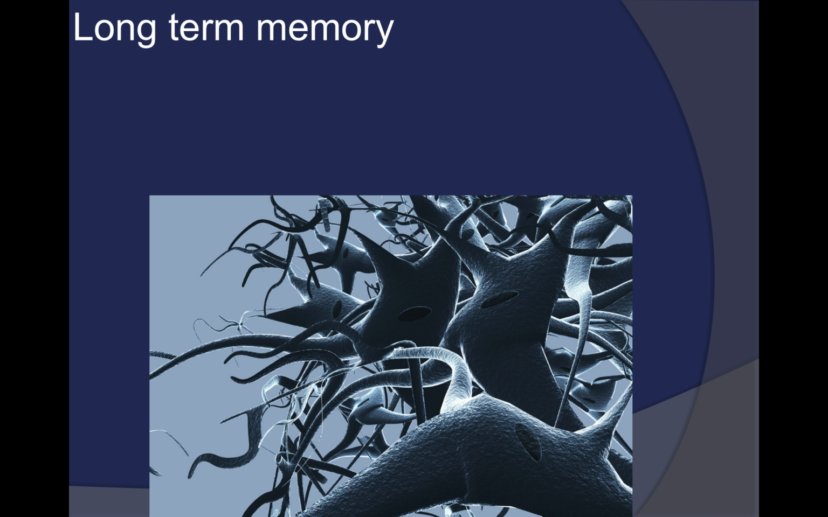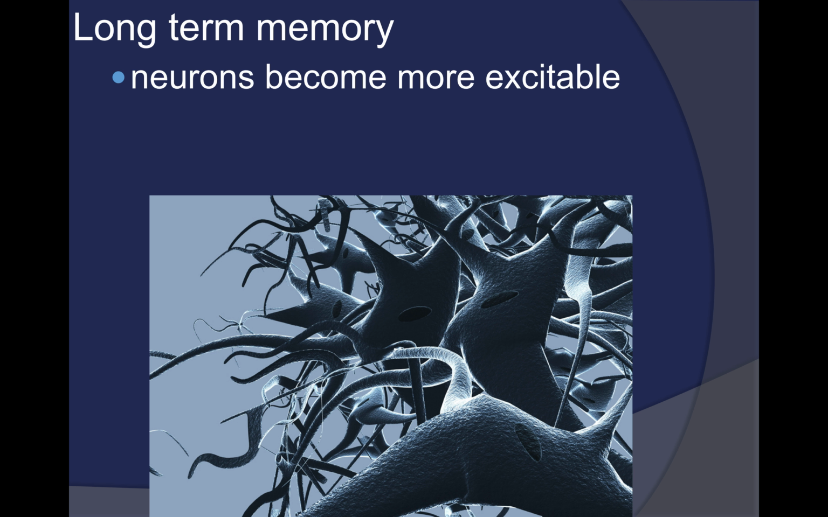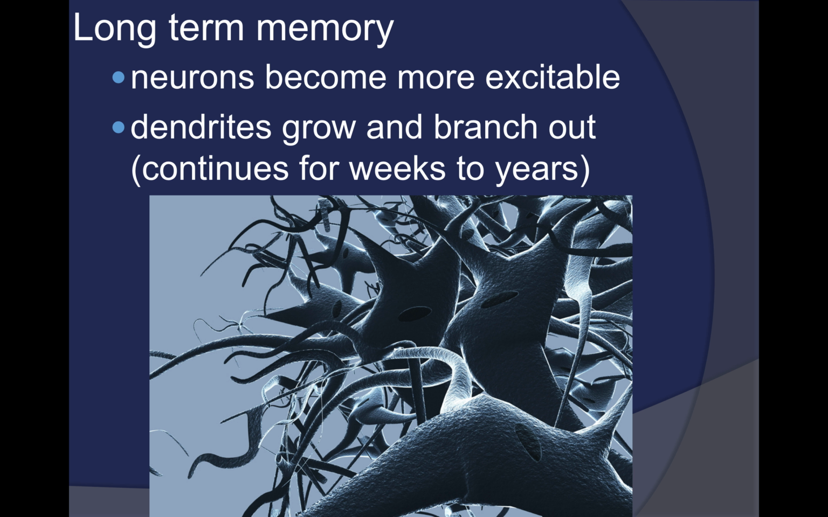Long-term memory is different. This is when we're actually storing information. And in long-term memory, we know the neurons become more excitable, so it's easier for them to respond. The dendrites actually grow and branch out and become more complex. And this continues for weeks to years. So it's an argument for staying active mentally. It actually causes structural changes at the level of the neuron.